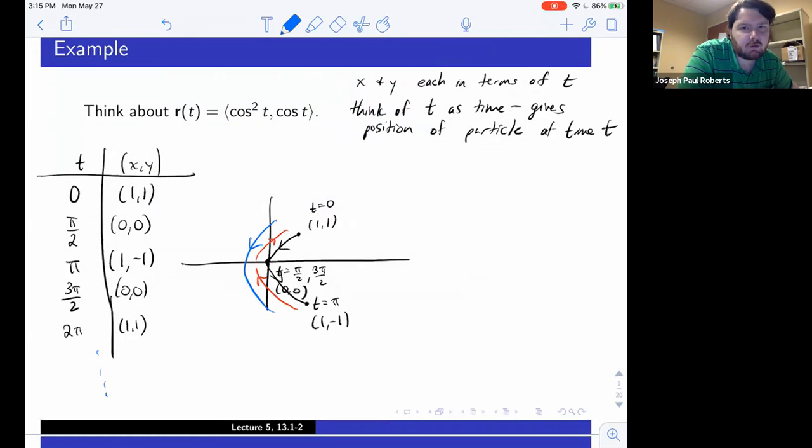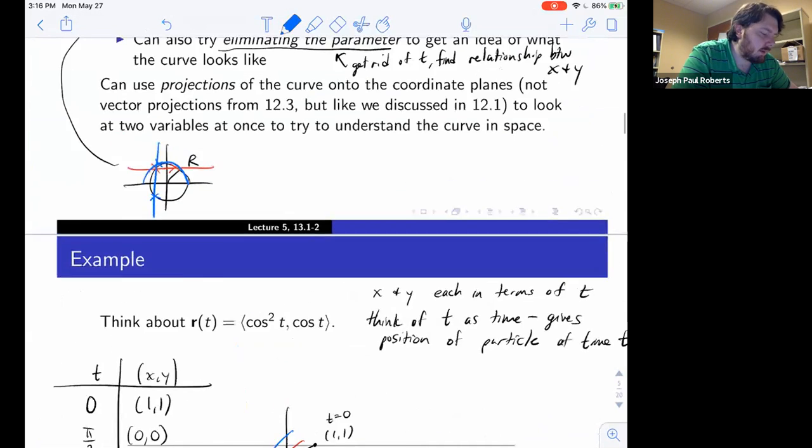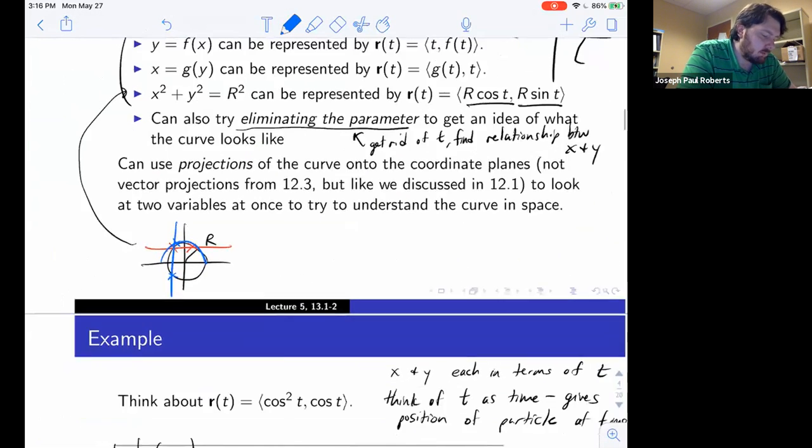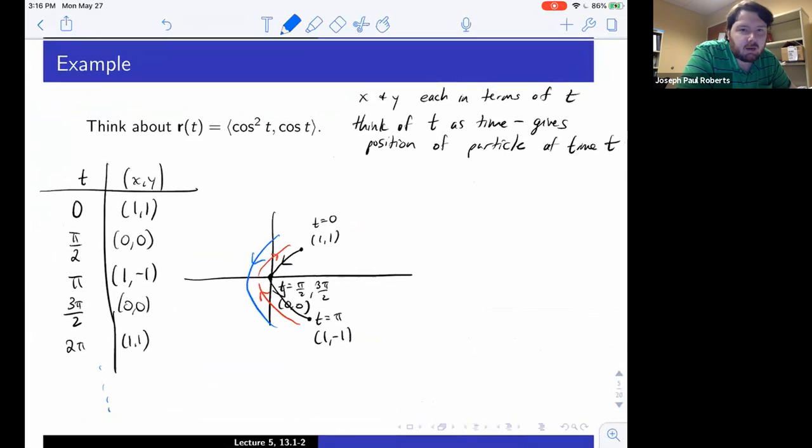So it's going to keep on going back and forth. And so that's one thing you could do if you're given a vector equation, just plug in some values of t and see what it is. But we can also do what I alluded to up here, eliminate the parameter. So if you have a really complicated set of equations, this isn't really something that's going to be all that useful.